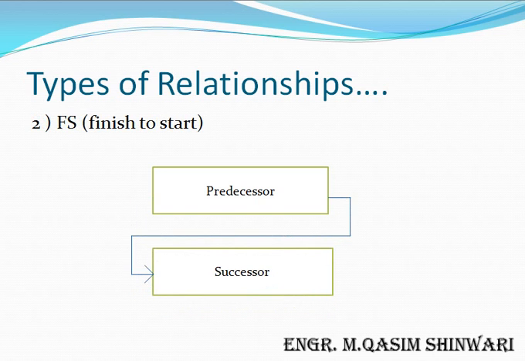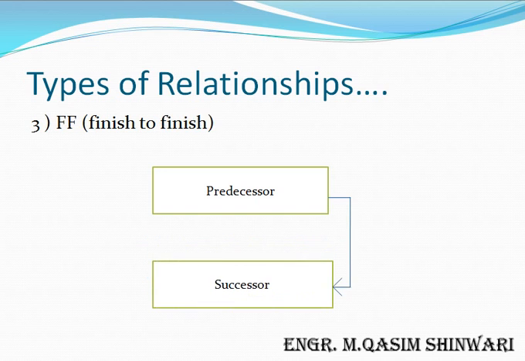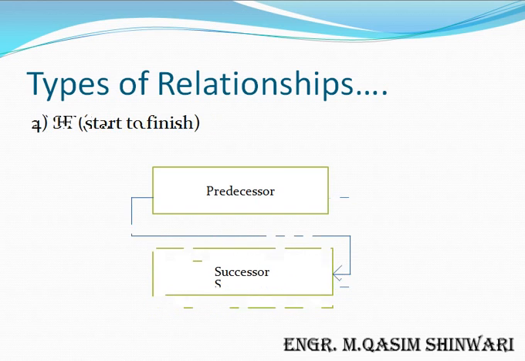Second relationship is finish to start. That is, when predecessor will end, then successor will start. It is denoted by FS. Third is finish to finish. It means that both predecessor and successor will end simultaneously. And last is start to finish, which means that when predecessor will start, the successor will end. So now let's make these relationships and let's modify them.